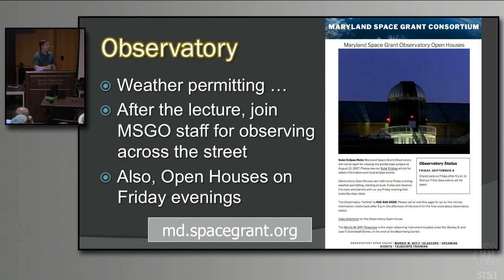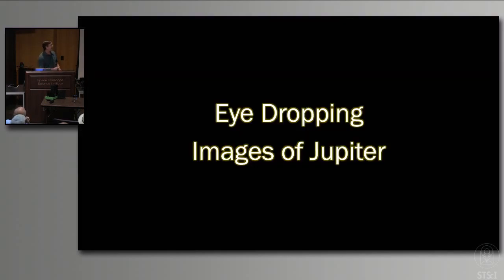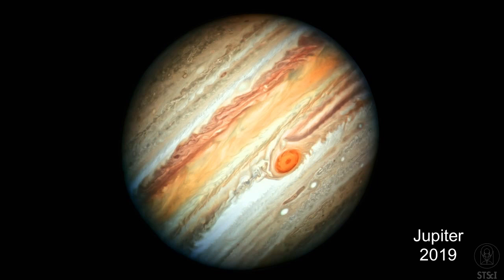All right. Now, our news from the universe for September 2019. I only have one story for you tonight, and it is eye-dropping images of Jupiter. So we take pictures of Jupiter when it's at conjunction, and we got another really good one just a few days ago. This is our image of Jupiter at conjunction this year. And it's really, like Jupiter always is, gorgeous.